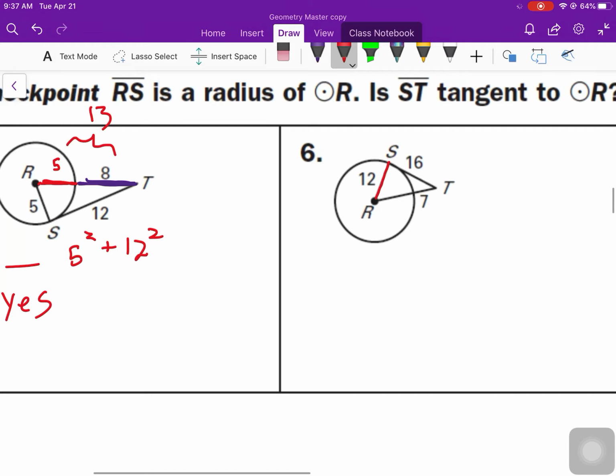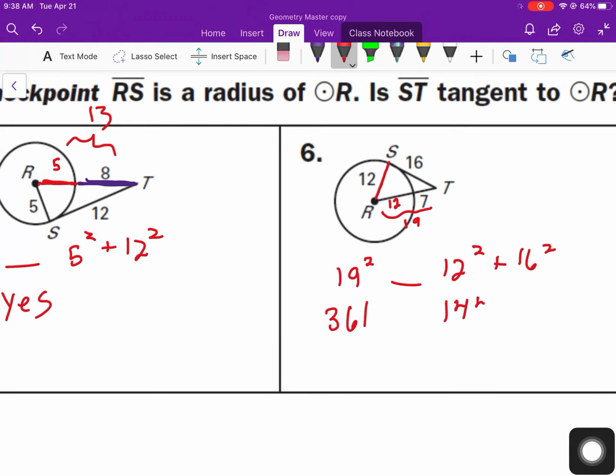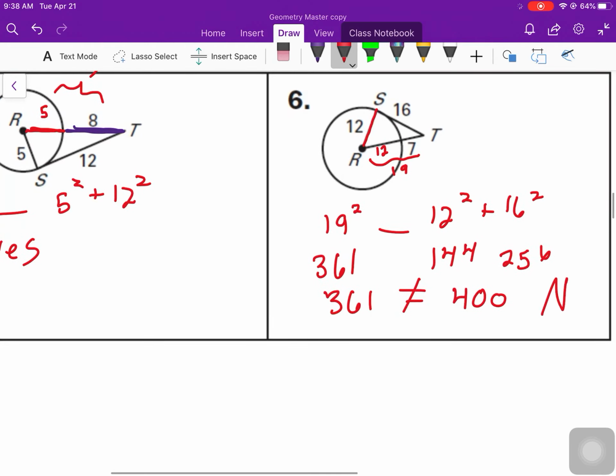Okay, next one, same idea here. I know that the radius is 12, so I've got to add in that 12 right there, which makes this entire thing 19. So I'm going to compare 19 squared. How does that compare to 12 squared plus 16 squared? 19 squared gives us 361. 12 squared is 144. 16 squared is 256. Over here I get 361, and over here I get 400. This does not equal 400, so this is a no.